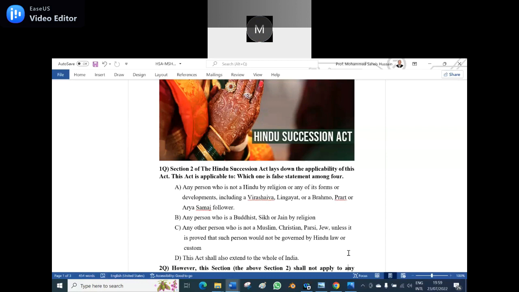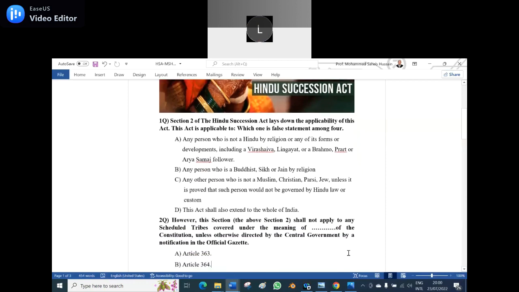Option C. Why is C the wrong answer? Tell me. Because Muslims, Christians, Parsis, and Jews are not governed by the Hindu law, nor are they part of our Hindu culture. No, actually, if one is not a Muslim, Christian, Parsi, or Jew, that doesn't mean that he is a Hindu. Option A. Option A is the false statement. Option A is the correct answer. Okay, second question.